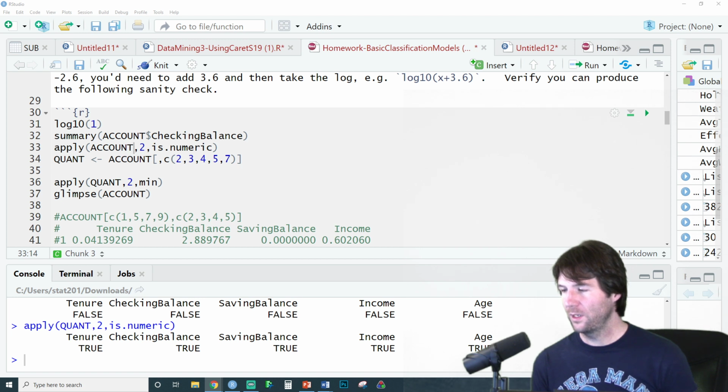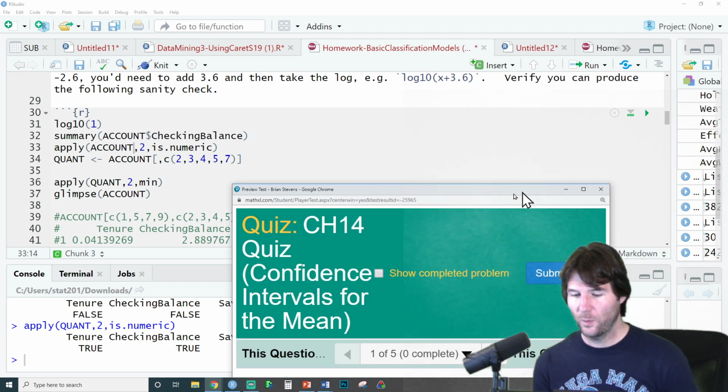So then we go over here. I've almost got it up. Let me make the fonts bigger so I can see. Okay, and so we go to chapter 14, confidence intervals for the mean. This is the quiz. Let's go to the preview on it, and let's go into here. Okay, so Rachel, we should be able to see this now.